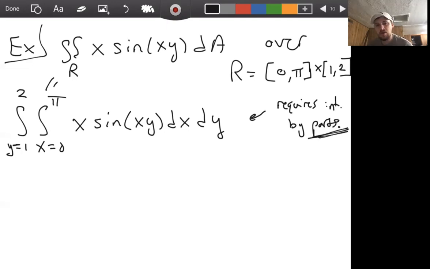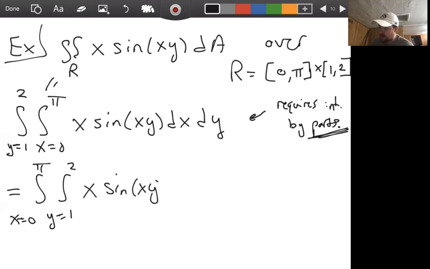I mean, it's not terrible. So if that's my only way forward, then it's not bad. But I can look at this and say, well, I don't want to do integration by parts if I don't have to. And Fubini tells me that I can switch the order of integration here. So what's going to happen if I switch the order of integration? What if I let this be y from 1 to 2, x from 0 to pi of x sin(xy), but now dy dx?